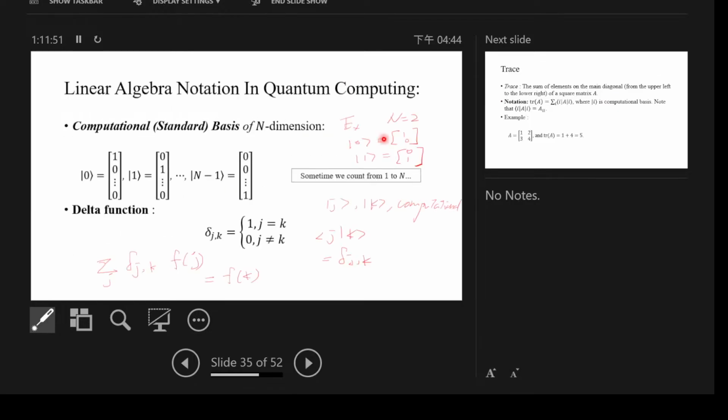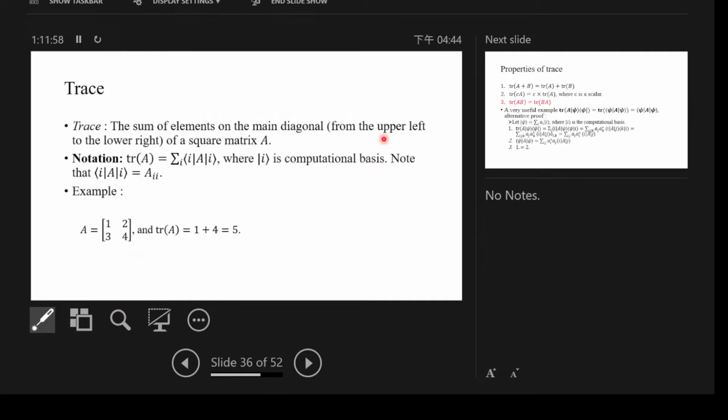Okay, and yeah, so that's computational basis and delta function. And I guess the last operation we want to talk about is this trace operation. It will be used at some point. Anyway, trace in terms of operation is pretty easy. It's a way to calculate a number out of a matrix: for a square matrix you just sum all the diagonal elements.